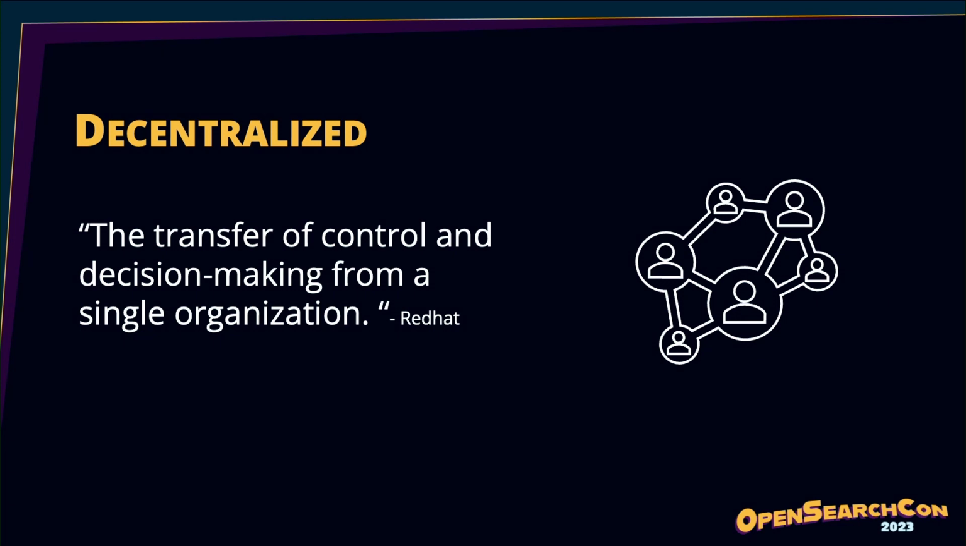The final term used to define open source software is decentralized. This is perhaps the most complex term as it relates to the definition of open source software, as again on screen, we can see a definition provided by Red Hat. Red Hat states that decentralized software embraces the transfer of control and decision-making from a single organization. Open source software itself relies on the fact that no one company or organization is in control of the direction of the project. With OpenSearch, we see this in how many organizations and companies come together to voice their opinion on how the project should grow.